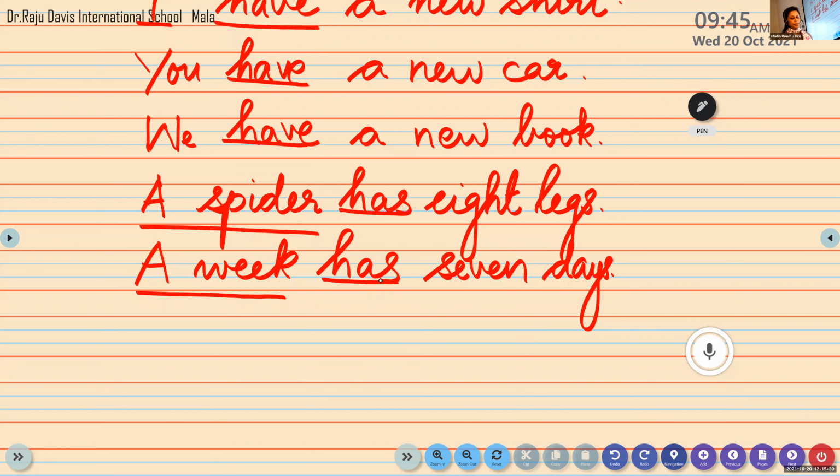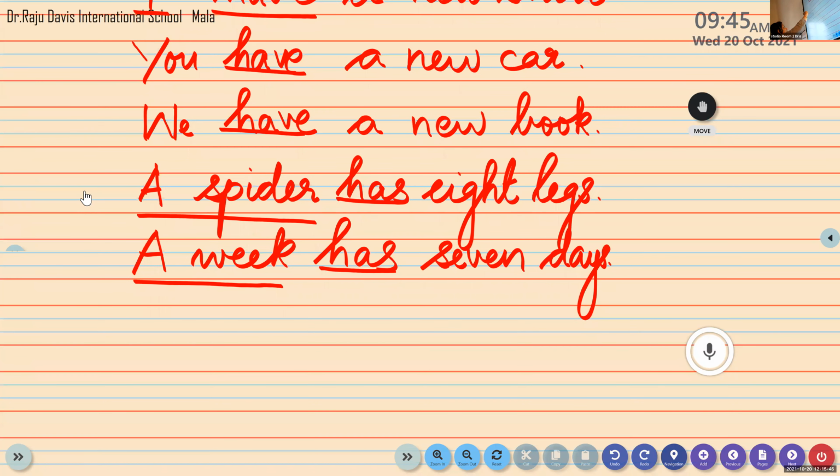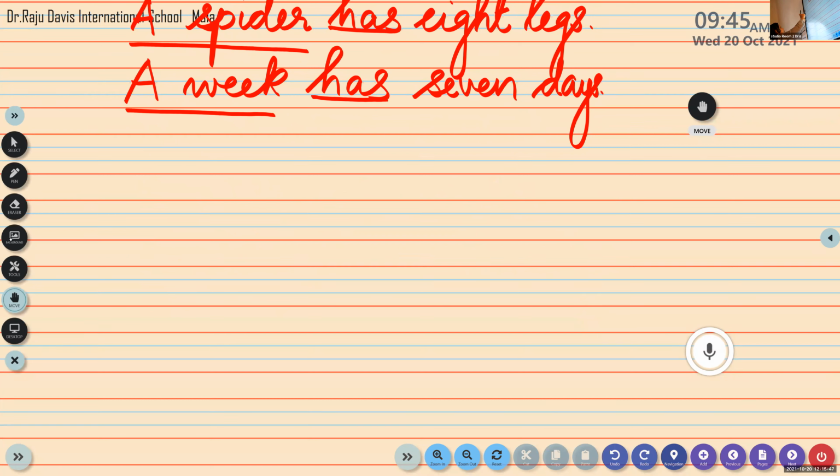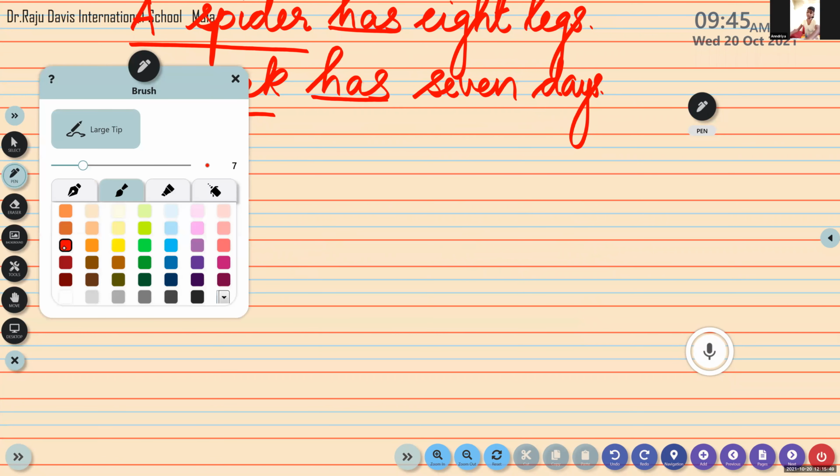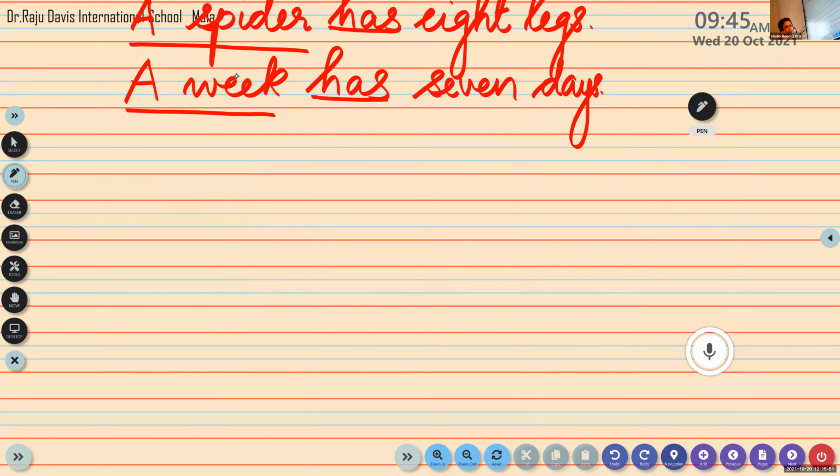All of you, please open to page number 13, my dear children. All of you, take page number 13. Can you see? Have you taken it? Yes, ma'am. Okay. So here in page number 13, there is exercise 3 for you. What exercise is it? Fill in the blanks with the correct word from the bracket.